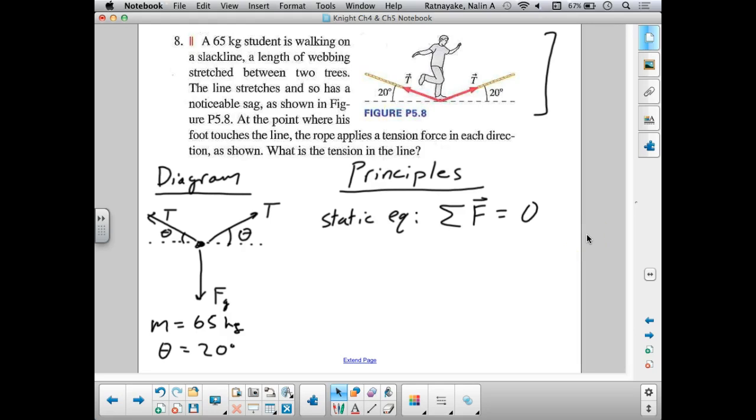Okay, so let's split this up. The next thing that we can do is split this problem up into two separate problems, one for the horizontal, one for the vertical. So I can make a statement that the sum of forces in the x direction should equal zero, and the sum of forces in the y direction should also equal zero. If I want everything to balance out, this rope better be able to hold the weight of the student.